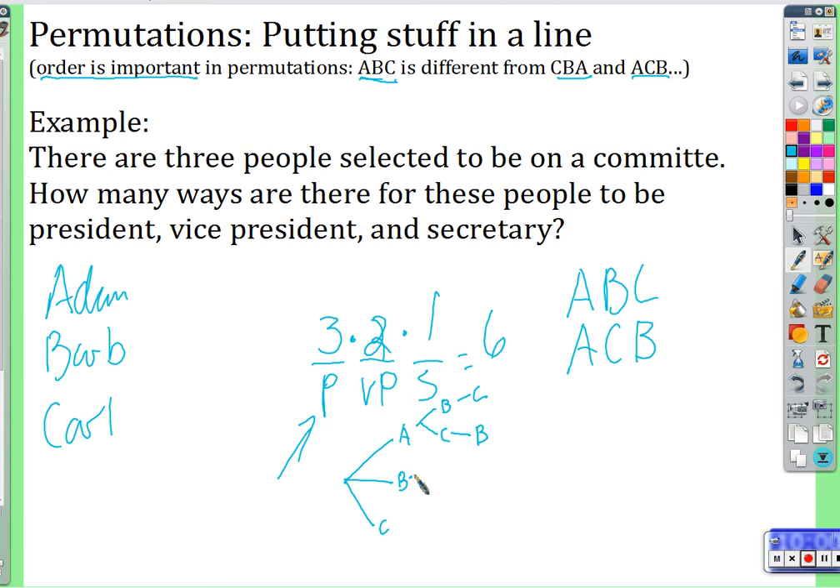Right? After you pick B, you can pick A, or you can pick C, and after you pick A, you can pick C, or after you pick C, you can pick A. You get the idea. It becomes a tree diagram, and you just multiply the number of branches times each other, and then we arrive at 6.